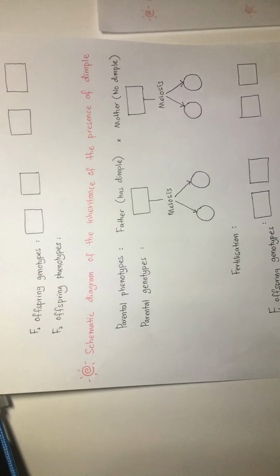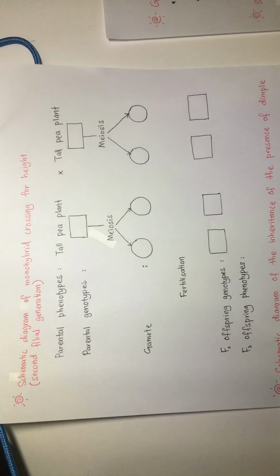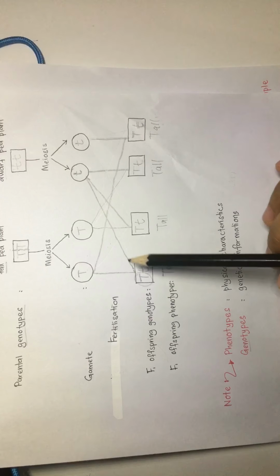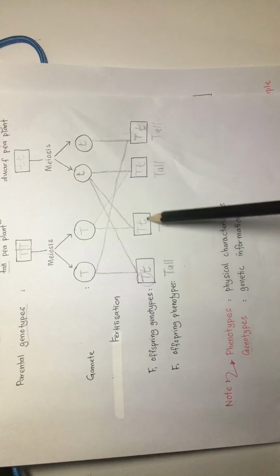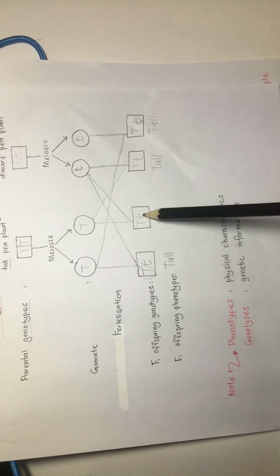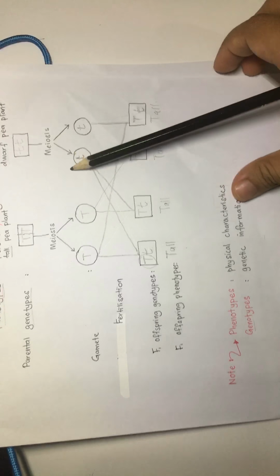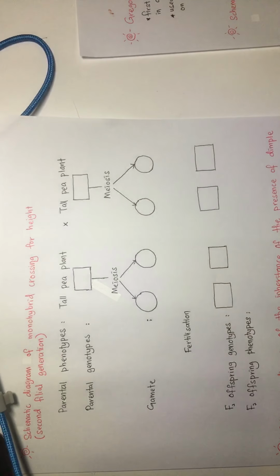Now we move to the second generation of monohybrid crossing, the second filial generation. This is the first filial generation. We got genotypes, all of them one capital T and one small t. So these are four new plants, and for the second filial generation, we will choose two of these plants and then do the crossing.